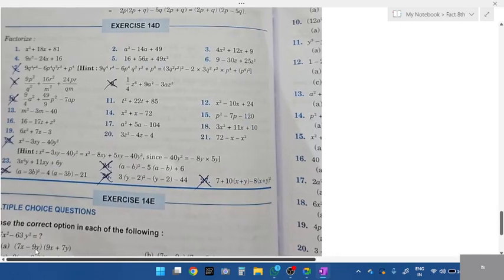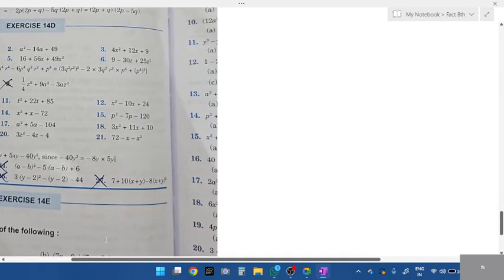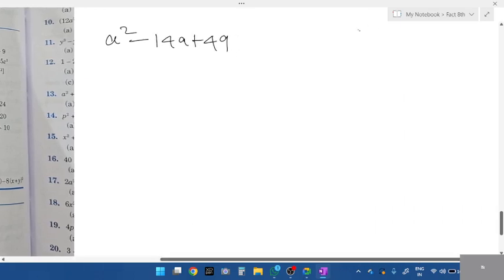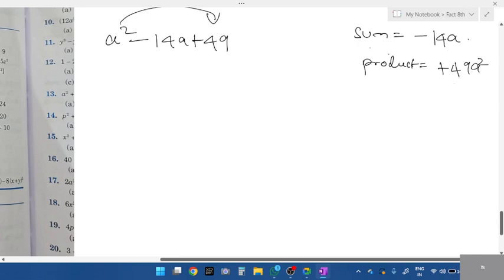Three terms are given. Use the sum and product method. See, this is going to be different. a square minus 14a plus 49. Okay, now tell me which is the sum here. Minus 14a. Which is the product? Multiply 49, plus 49a square. Then what is the next step, students? Tell me the next step.